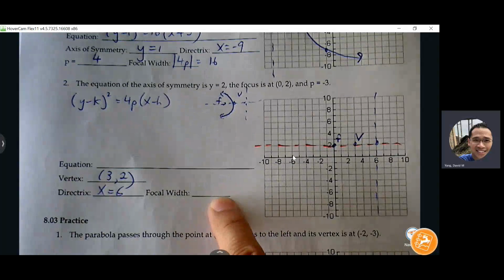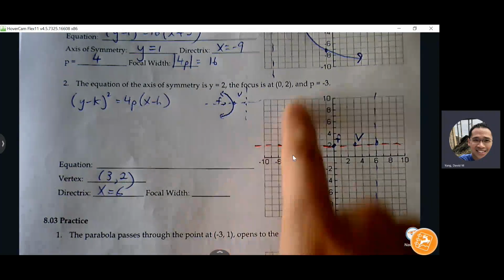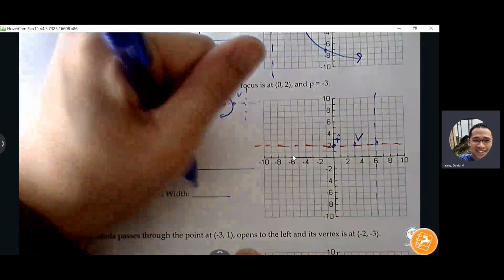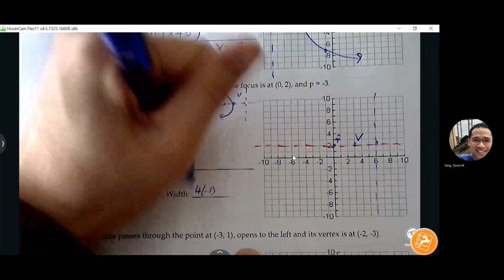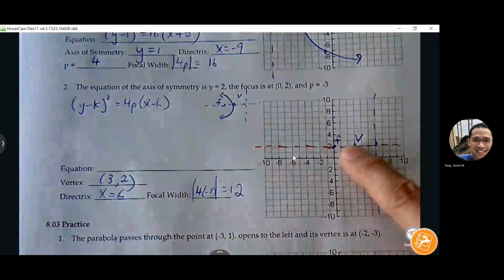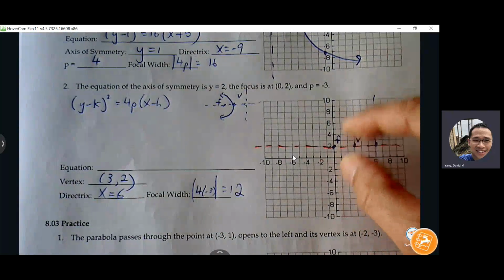Okay, focal width, that's the value of 4p. My p is 3, so 4 times 3 is 12. So from the focus, I'll go up and down 6 units.